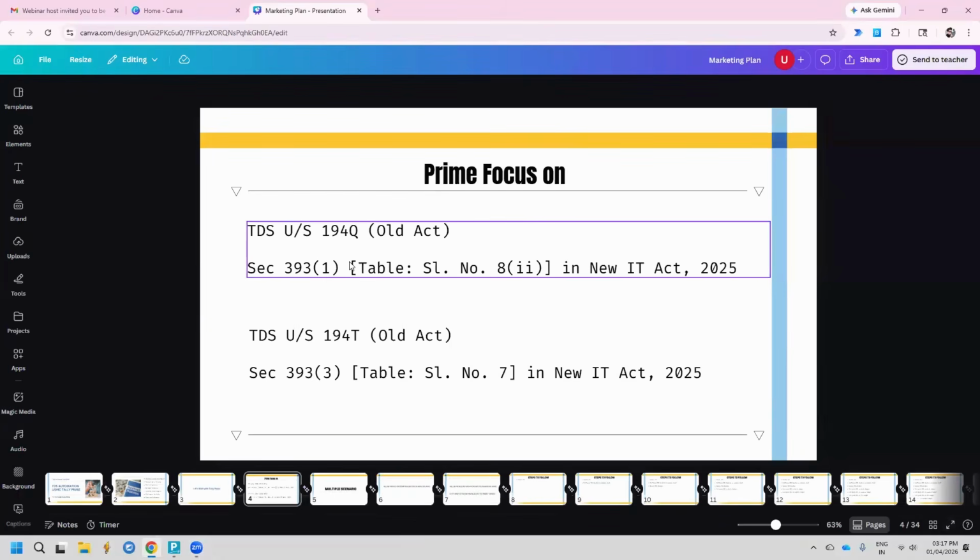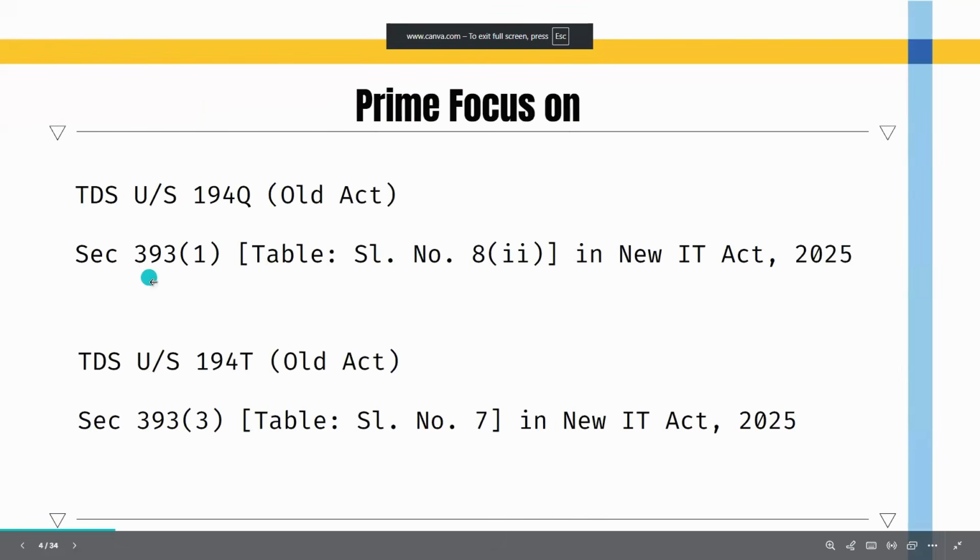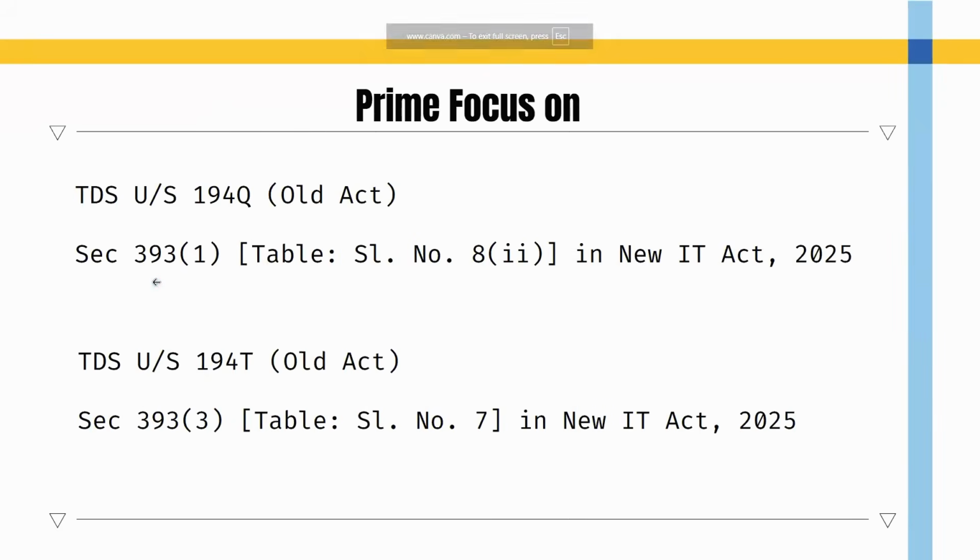So we are getting a request to see the demo of how we can maintain our TDS as per section 194Q, and 194Q was the old act section. In the new act it is section 393 subsection 1, table serial number 8, subtable 2. So what does this 194Q or the new section 393(1) table number 8 say?